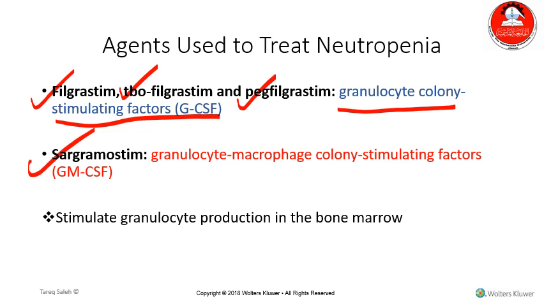Sargramostim is a granulocyte macrophage colony stimulating factor, GM-CSF, which is another hormone that is also important for the proper production of white blood cells. So these drugs basically mimic the effect or the role of these agents in the body, and thus they can stimulate granulocyte production in the bone marrow.